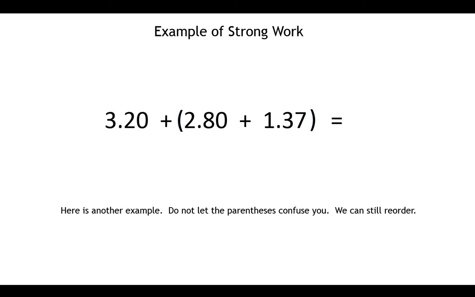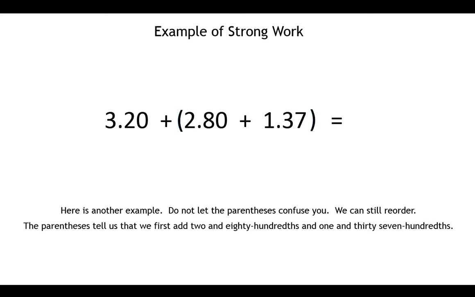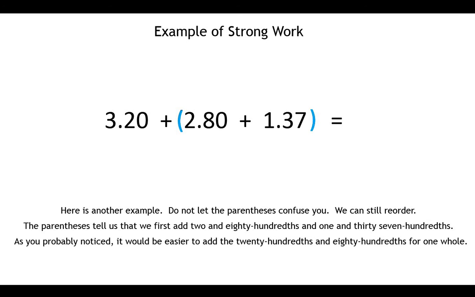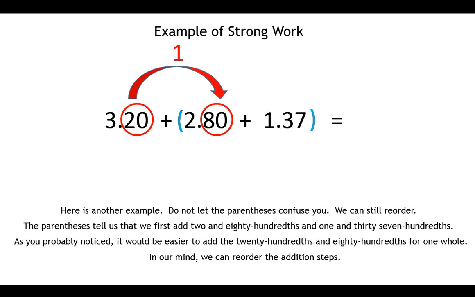Here is another example. Do not let the parentheses confuse you. We can still reorder. The parentheses tell us that we first add 2 80/100ths plus 1 37/100ths. As you probably noticed, it would be easier to add the 20/100ths and 80/100ths for one whole. In our mind, we can reorder the addition steps.